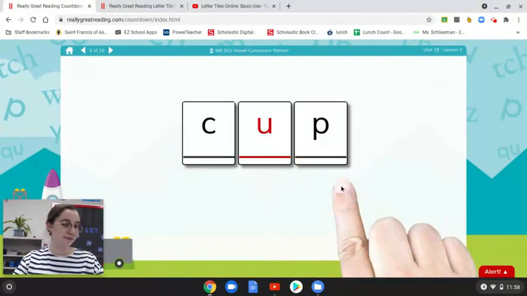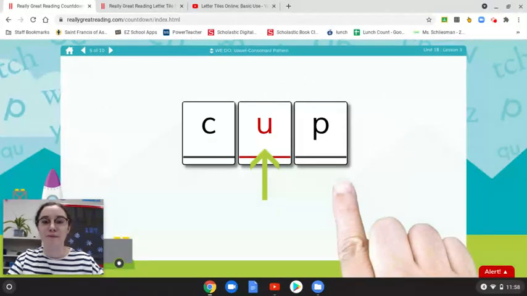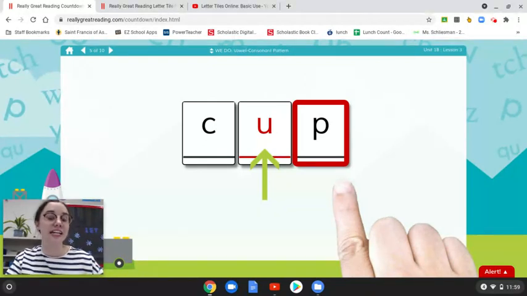Does this word have a vowel letter in it? Yes. What is the name of that vowel letter? U. Does the U have a consonant letter after it? It does. What is the name of that consonant letter? P. So does it follow our vowel consonant pattern? Yes, it does. And what is that pattern? A vowel with one or more consonant after it.